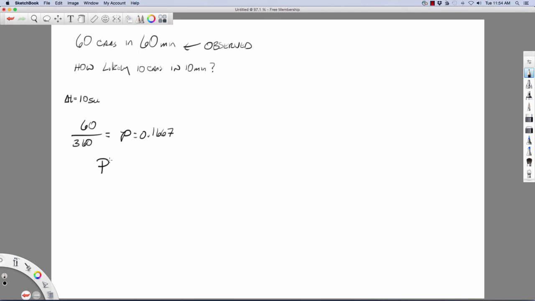So the probability of seeing exactly 10 occur in 10 minutes, where x is equal to 10, is equal to our binomial coefficient, and this time in 10 minutes, in 10-second intervals, there are 60 of them, taking 10 at a time for our coefficient, and then we raise the p, 0.1667, to our x, 10, and then 1 minus 0.1667, 60 minus 10 is 50, raised to the 50, gives us a probability of 0.1370.